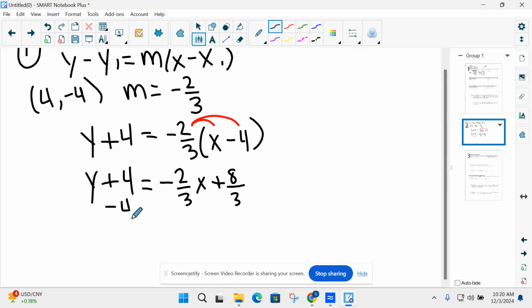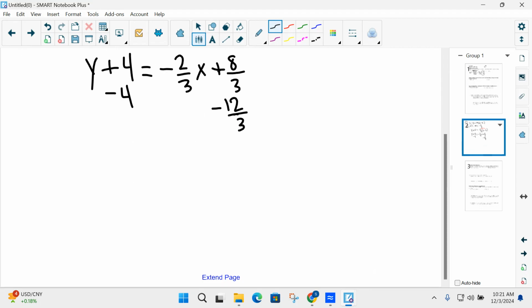Then I'm going to subtract 4 over. Now, in order to subtract a fraction with a whole number, we can change the whole number to be an equivalent fraction with the same denominator. So 4 would be 12/3. So I'm going to subtract 12/3, which is the same thing as subtracting 4. But now the fractions are the same. Okay. Then like this. So y equals negative 2/3 x minus 4/3.